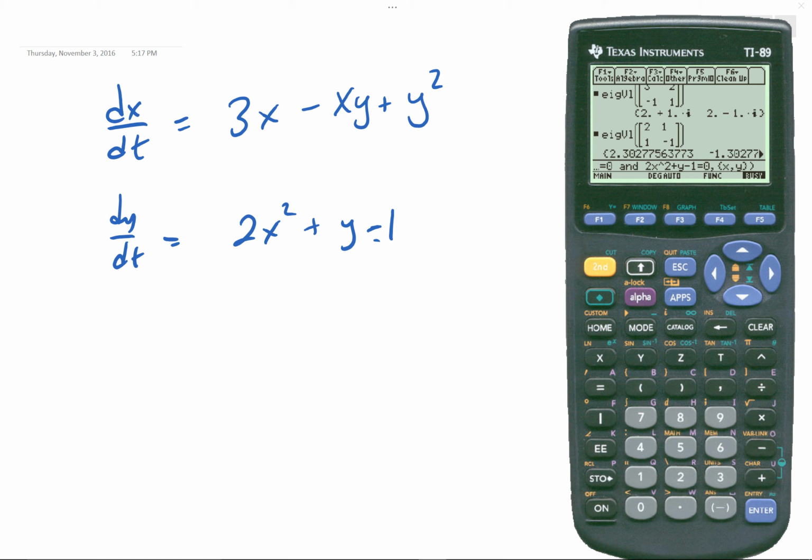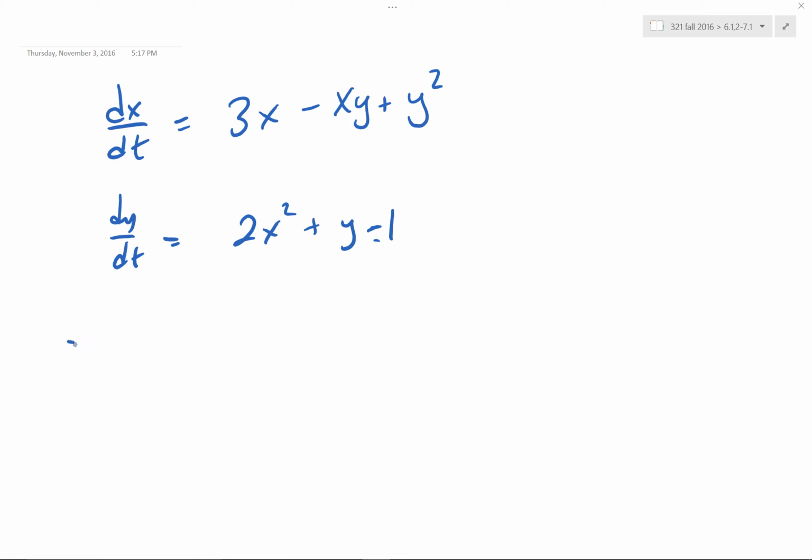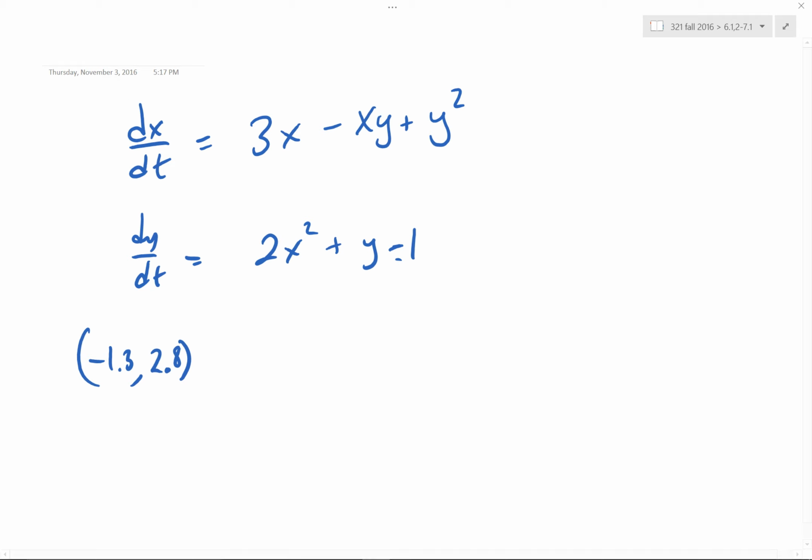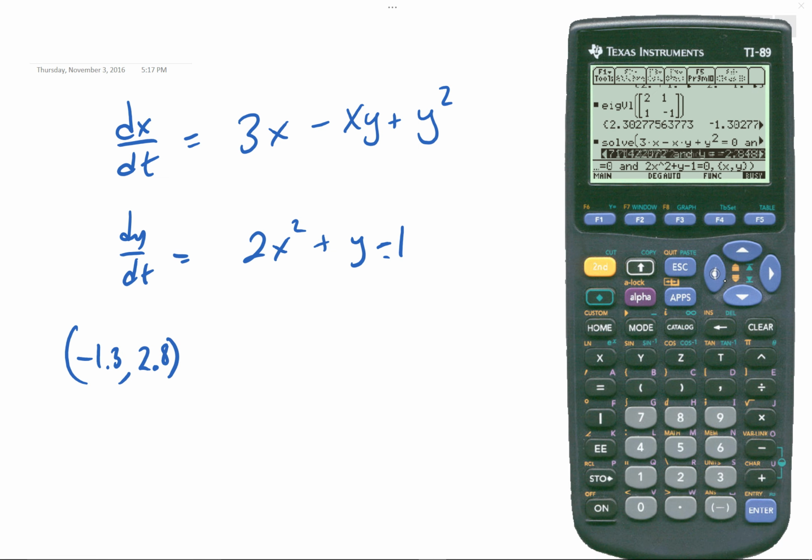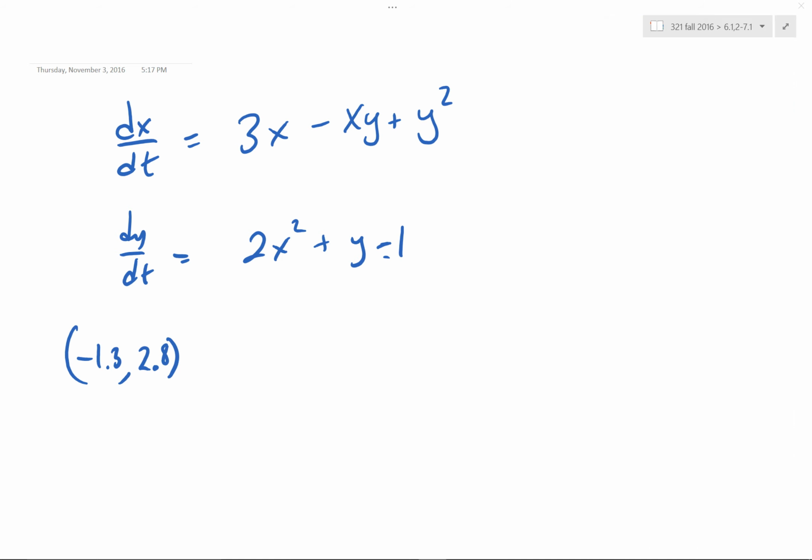Betsy's taking her sweet time solving it, so that's always fun. There they are. So there's that one, and this is 2 of them. So I'm going to jot those down before I forget them. So negative 1.3 and 2.8. That's one of them. And the other one is negative 0.3 and 0.8.